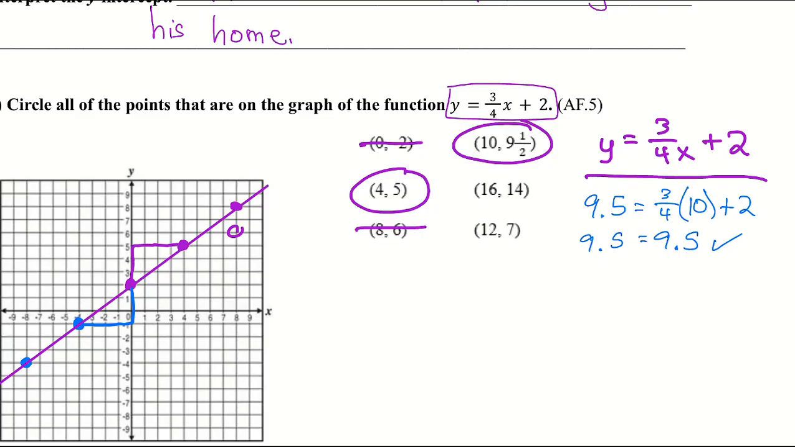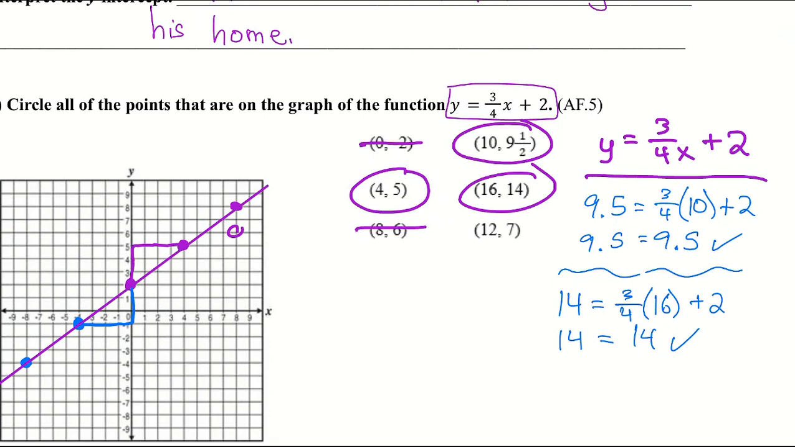And then I'm just going to keep using this method. So 14 is going to go here. Slope of 3/4, 16 plus 2, 3/4 times 16 plus 2. Whoops. Oh my goodness gracious. 0.75 times 16 is 12, plus 2 is 14. 14 does equal 14. That'll work.